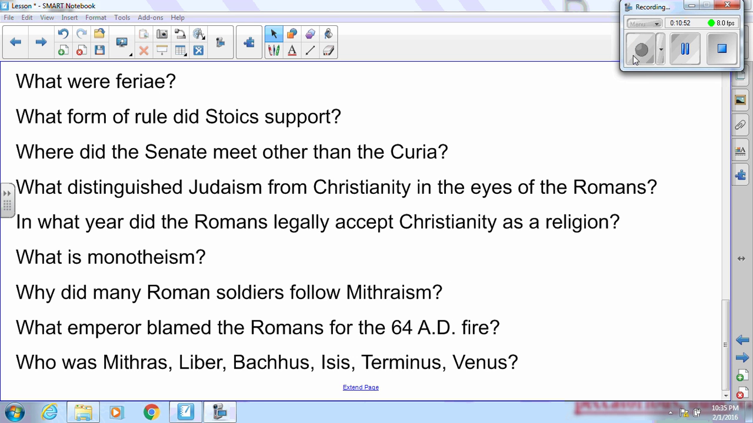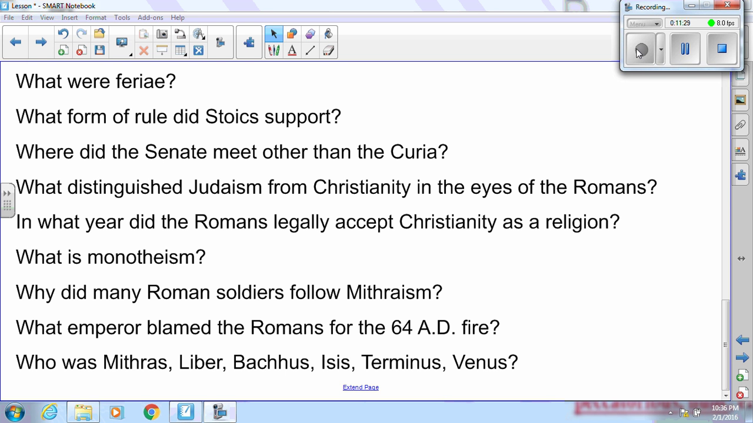Why did many Roman soldiers follow Mithraism? That was because it had a lot to do with loyalty, and it had to do with justice. So that appealed to the soldiers. Also, it would appeal to them because of the discipline involved. In the worship of Mithras, they had to go through 7 grades of initiation, various tests. So it was very soldier-like. What emperor blamed the Romans for the 64 AD fire? Of course, that would be Nero.